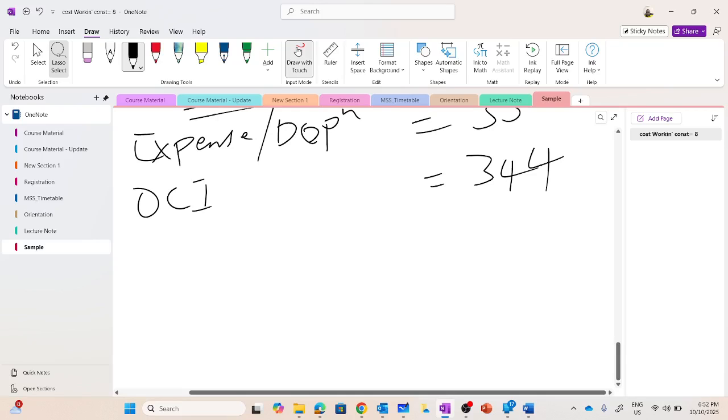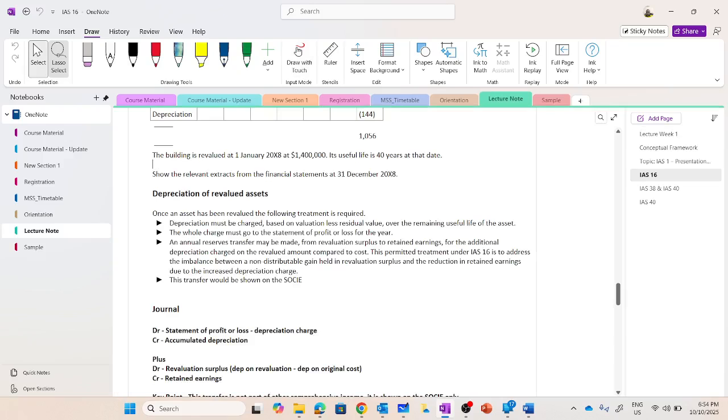Now we are going to look at the depreciation of a revalued asset. Once an asset has been revalued, the following treatment is required. Depreciation must be charged based on the value less residual value over the remaining useful life of the asset. From the above example, the remaining useful life at the date of revaluation is 40 years. That's why we depreciate the asset using 40 years. Second point, the whole charge must go to the statement of profit or loss for the year. We need to expense it.